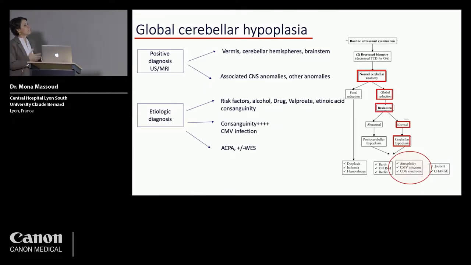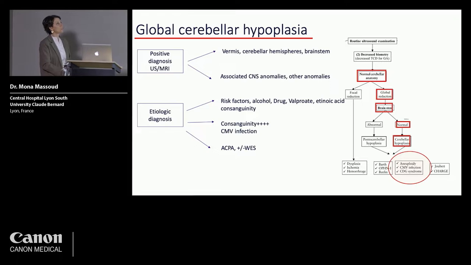Okay. So once we suspect a cerebellar hypoplasia, first of all, we will confirm the diagnosis with ultrasound and MRI. We will check the vermis, the cerebellar hemispheres, brainstem, associated CNS anomalies, other anomalies, and then we'll go through the etiologic diagnosis. Are there any risk factors for disruption? Alcohol, drugs, some medications, consanguinity, because in some rare cases there are recessive autosomal genetic diseases, but very rare, that concern cerebellar hypoplasia. And in this particular case, cerebellar hypoplasia will appear during the third trimester. Okay? So you will search for risk factors. CMV infection, because you know that cerebellar hypoplasia is a prognostic factor of poor neurodevelopmental outcome in maternofetal CMV infection.